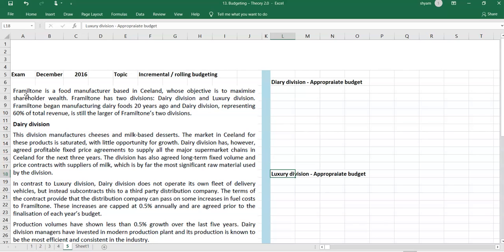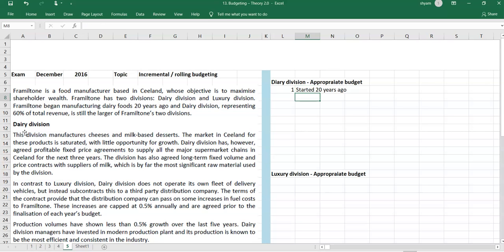So we'll start from here. Framiltone is a food manufacturer based in Sealand whose objective is to maximize shareholder wealth. Framiltone has two divisions, dairy and luxury. Framiltone began manufacturing dairy foods 20 years ago, and the dairy division represents 60% of the total revenue and is still the larger of the two divisions. So the dairy is the bigger division, and it was started 20 years ago.